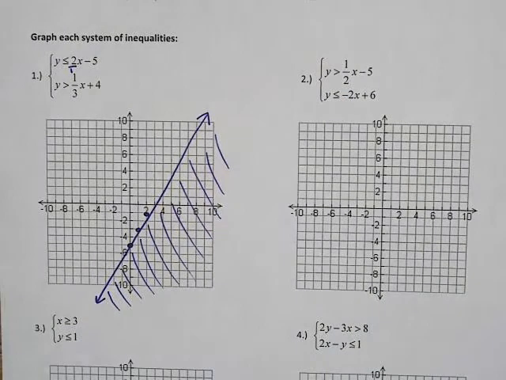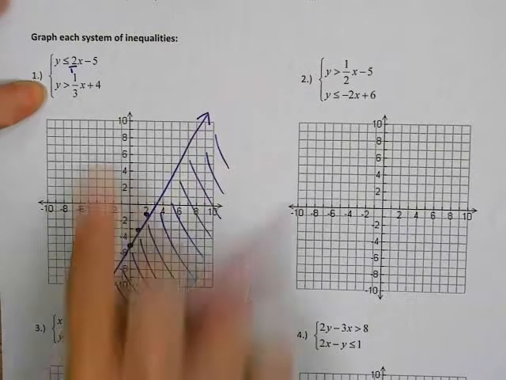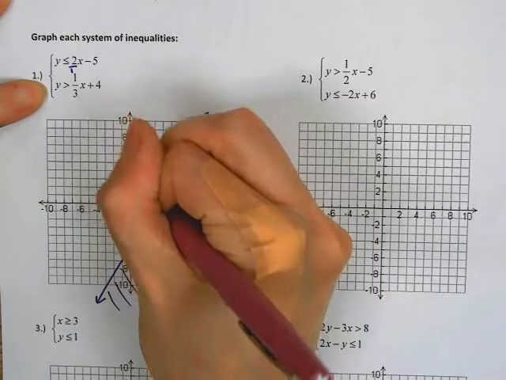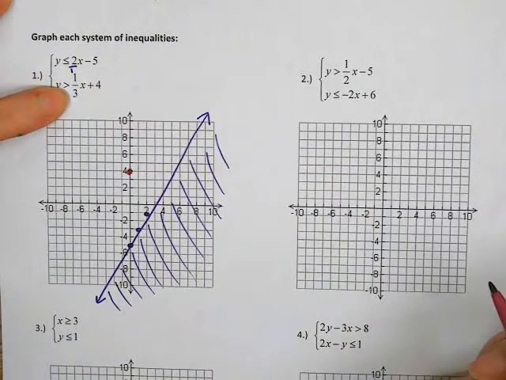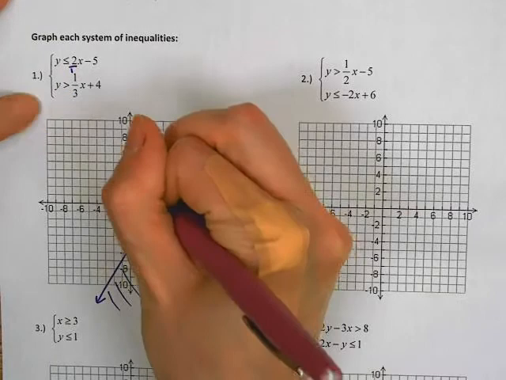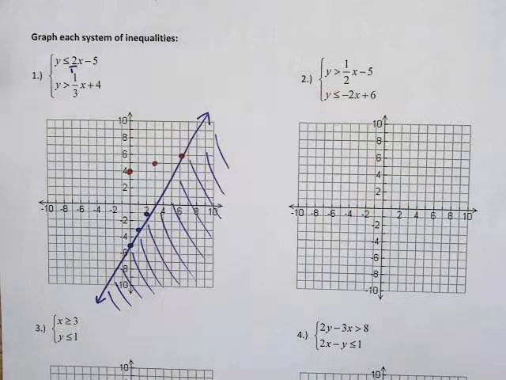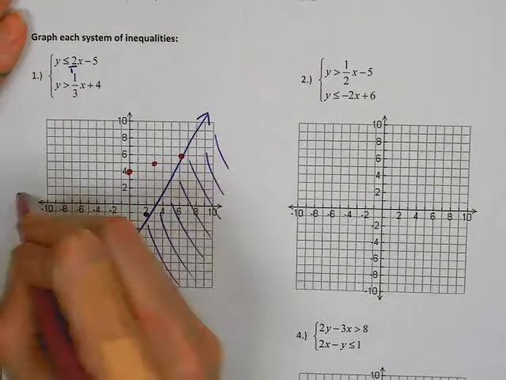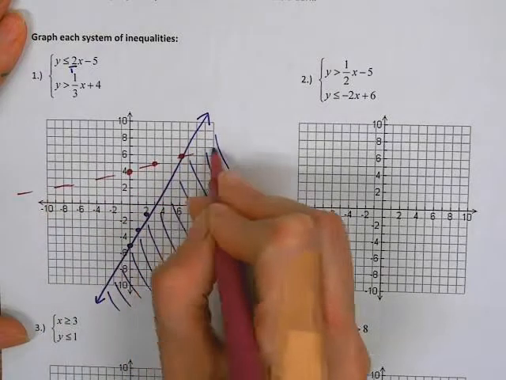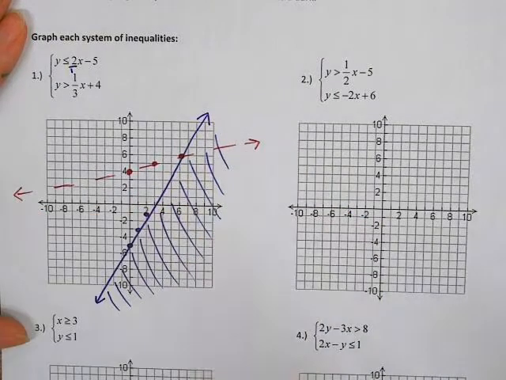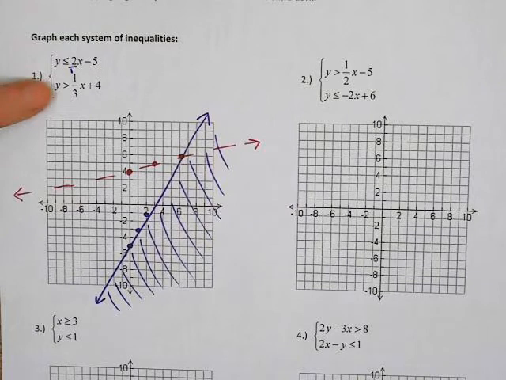Now, line 2. Line 2, the y-intercept is 4, so we start at 4, and then the slope is 1/3. So up 1, right 3. Up 1, right 3. Okay, and that says greater than, so that's a dashed line. And greater than means above.